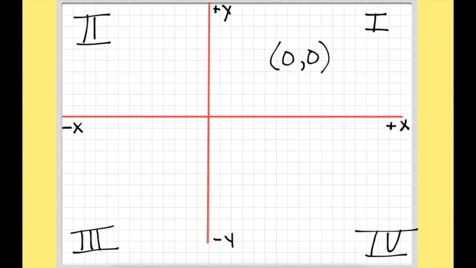0, 0 is the origin. That's the point at the very middle where the two axes meet. Like I said, we call that the origin because that's where we start.